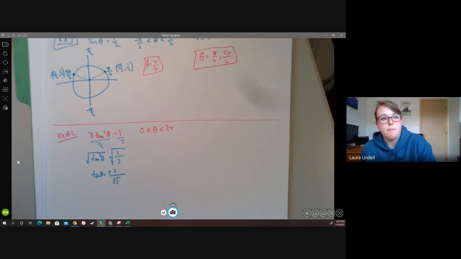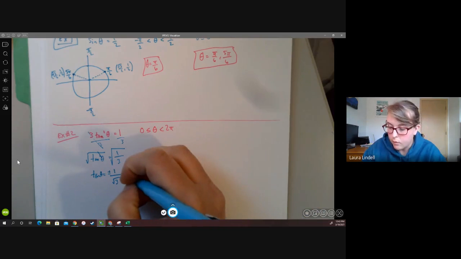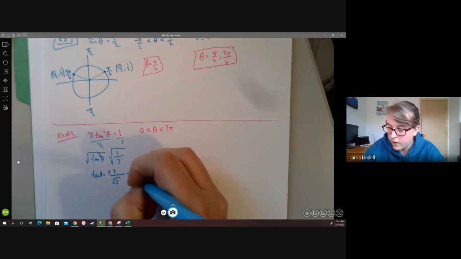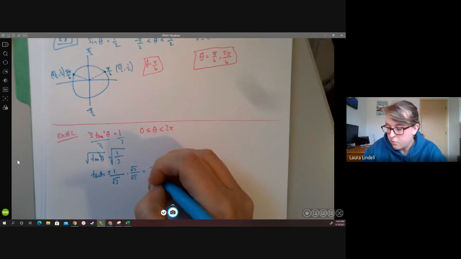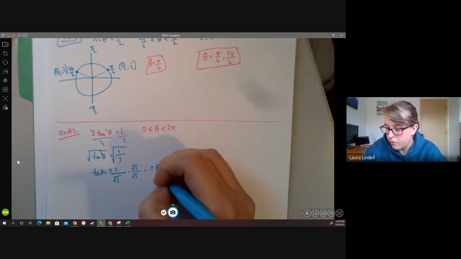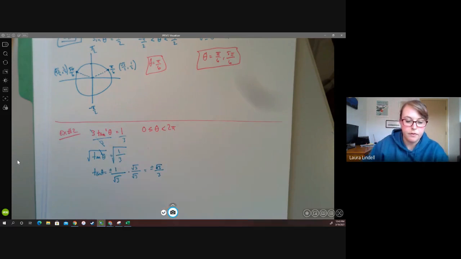And notice there is a square root in the denominator, which is not something we typically want. So if we wanted to rationalize this, we would multiply by the square root of 3 over the square root of 3, and we would get plus or minus root 3 over 3. So that's what tangent of theta is equal to. Now we got to figure out what theta is, and that's where we move to the unit circle.